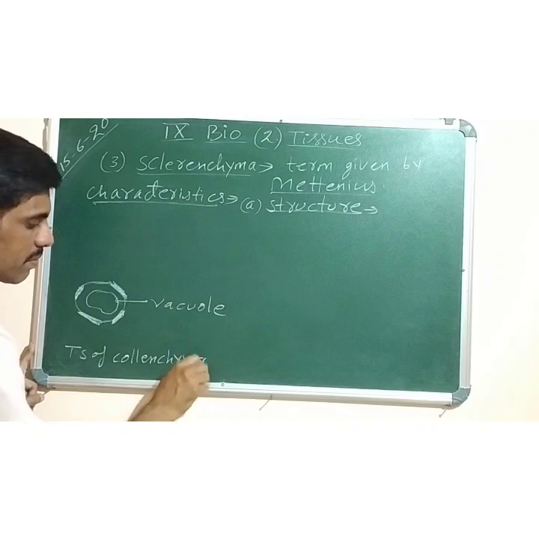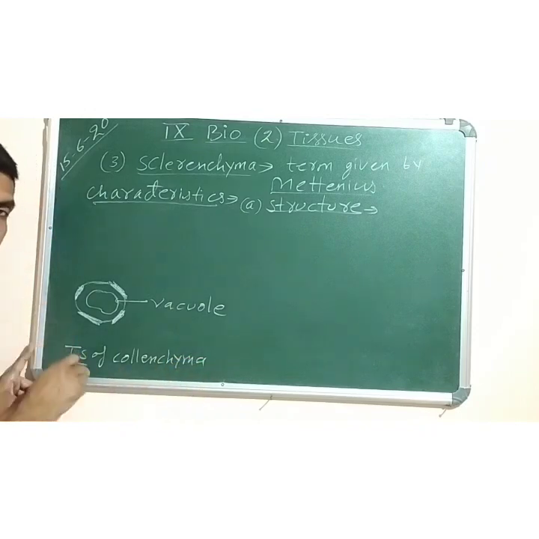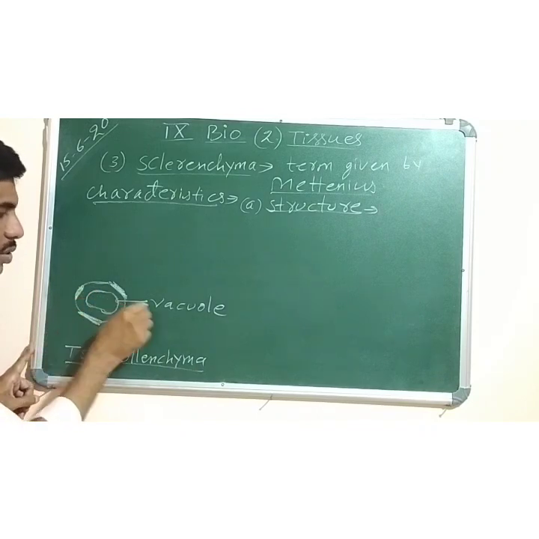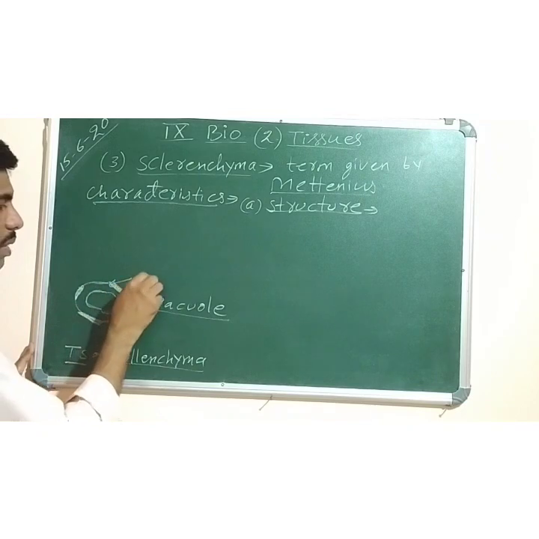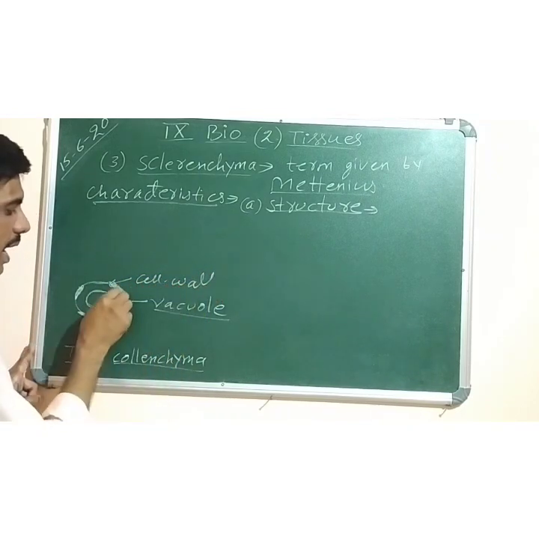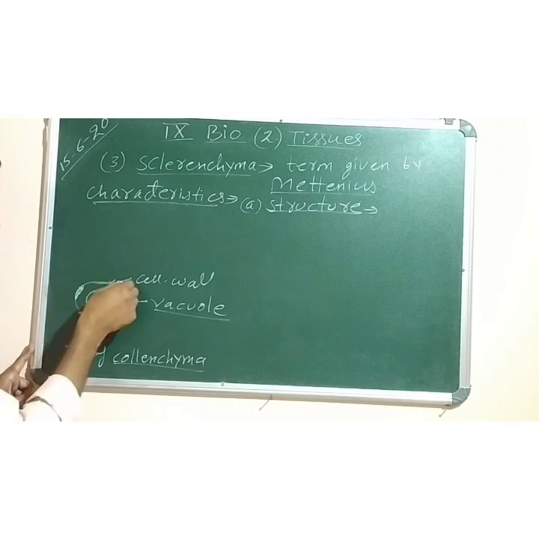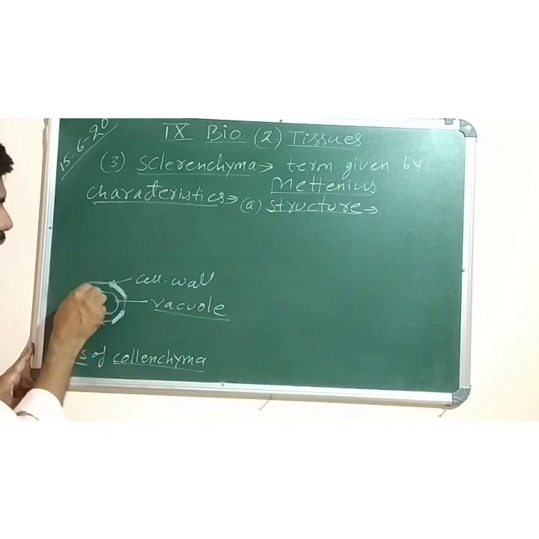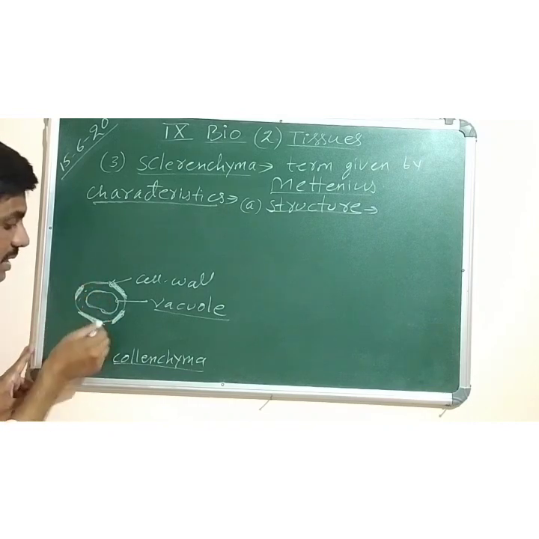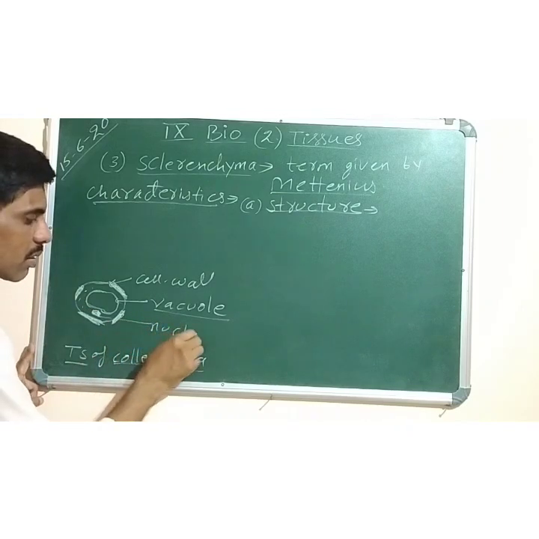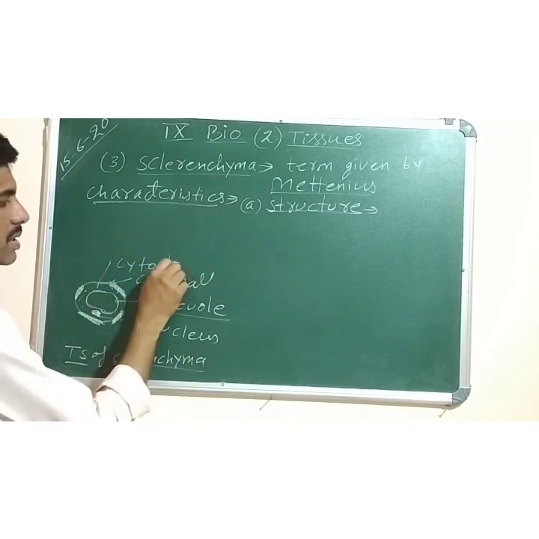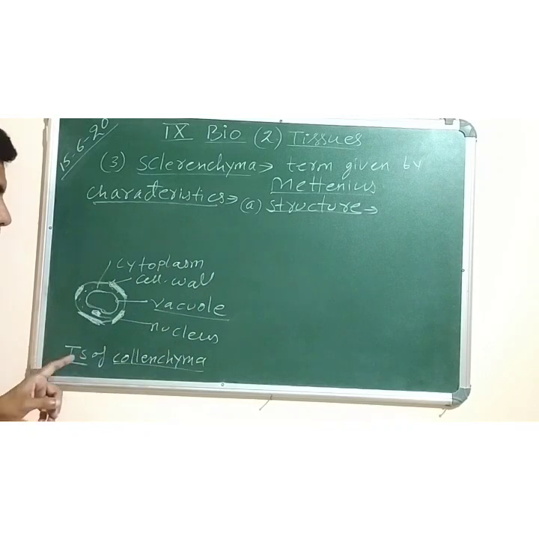You can also practice yourself. TS stands for transverse section of collenchyma tissue. The empty space inside the cell is called the vacuole, and this is the cell wall, thickened at the corners due to deposition of pectocellulose, that is cellulose plus pectin, and hemicellulose. The middle part is the cytoplasm, and since it is a living tissue, a nucleus is also there, so I will draw the nucleus here. This is the diagram of TS of collenchyma.